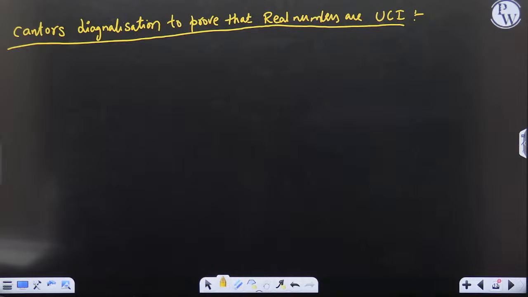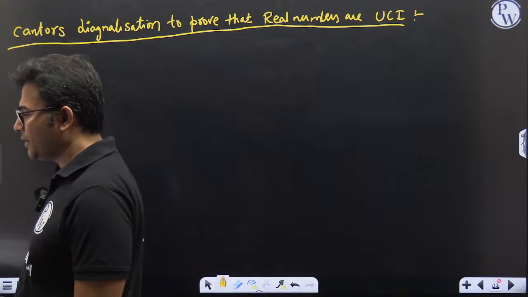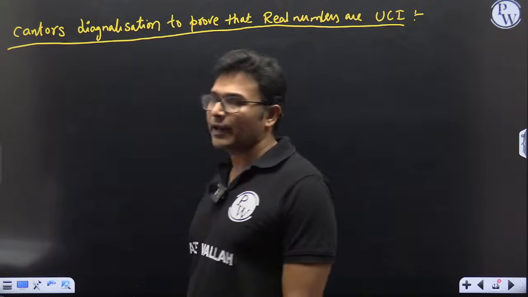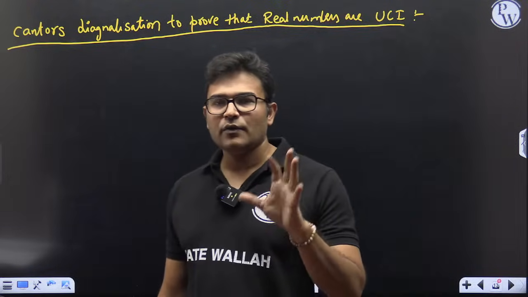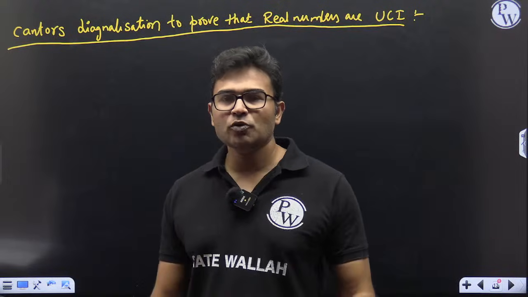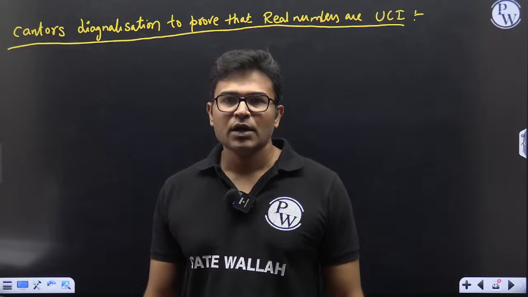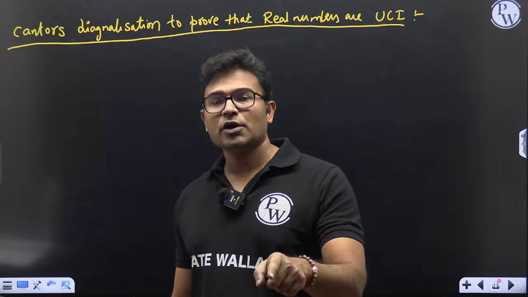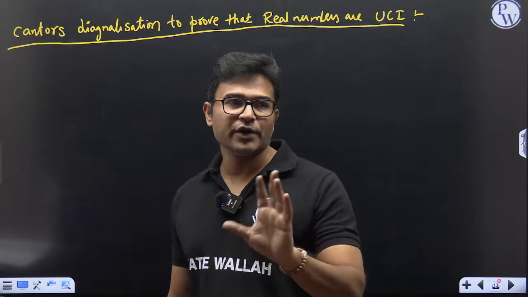You say that real numbers are countably infinite, and I will say that real numbers are uncountably infinite. Now you are saying that real numbers are countably infinite. Then what does that mean? There exists an enumeration procedure. An enumeration procedure is nothing but a procedure which will list down all the numbers.